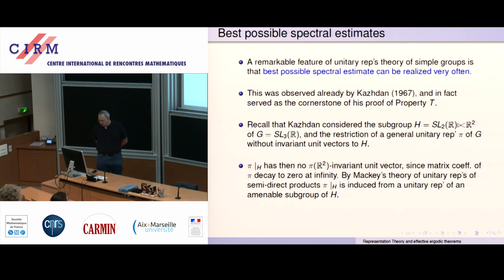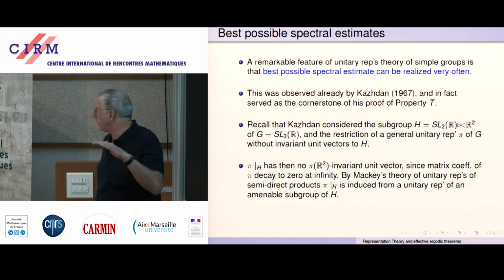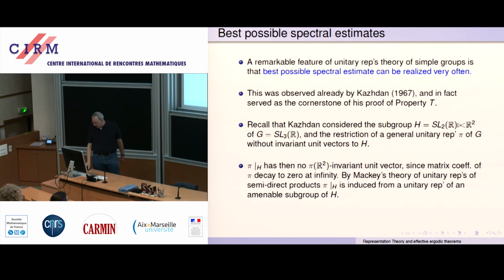And then Kazhdan proceeds to say that the restriction of pi to H has no pi(R^2) invariant unit vectors. So this subgroup R^2, if you restrict the representation of SL3 to it, is not going to have invariant unit vectors. And the reason for that is that matrix coefficients of pi decay to 0 at infinity.